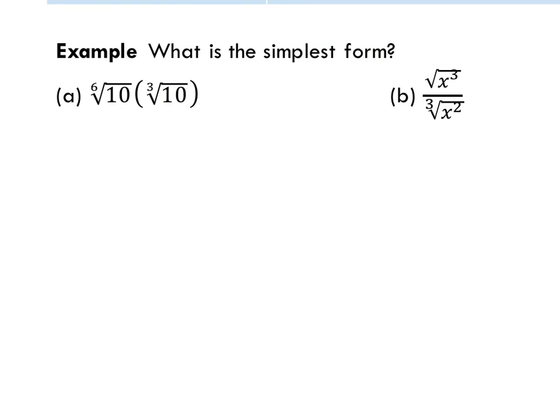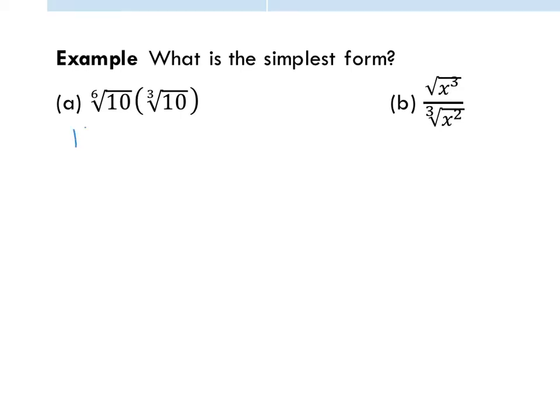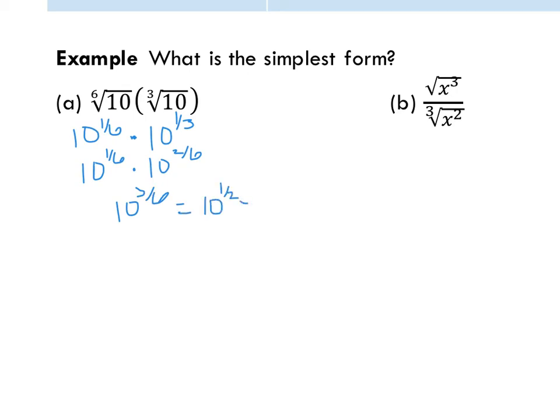So if we look at our next example, we want to find the simplest form. So we're going to change the 6th root of 10 to 10 to the 1/6. And the cube root of 10 to 10 to the 1/3. Okay, and we're going to add 1/6 and 1/3 together. So the 10 to the 1/6 will stay 10 to the 1/6. 10 to the 1/3 will turn to 10 to the 2/6, which becomes 10 to the 3/6, or 10 to the 1/2 power. And if you want to turn it back into radical form, you can.